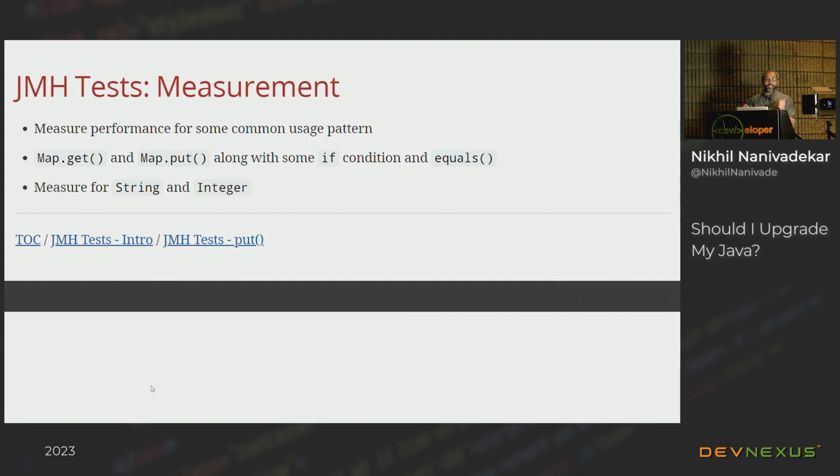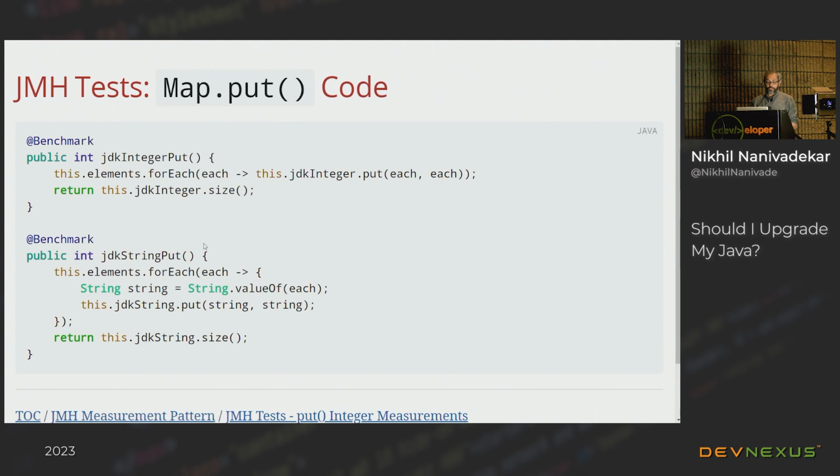Being one of the leads of a collections framework helps you identify the patterns which are kind of heavy. One of those patterns is Map.get as well as Map.put, and interestingly these are O(1) operations, so we should be able to compare apples to apples. I measured it for string and integer, comparing strings with strings and integers with integers. So let's look at the code for the JMH test put.